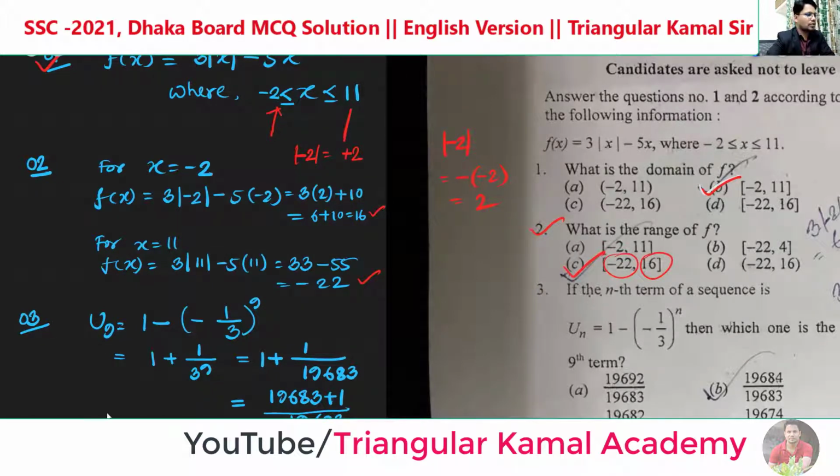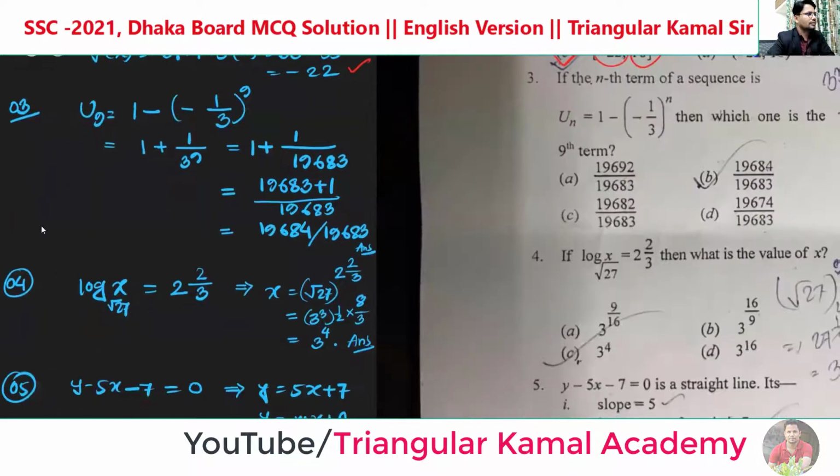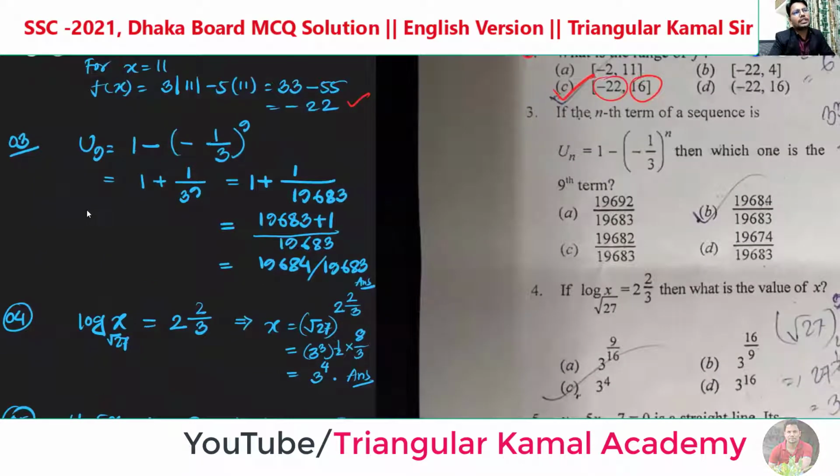Now question number 2 is done. Here the next question. Third question: if the nth term of a sequence is un equals 1 minus (-1/3) whole to the power n, then which one is the ninth term? So a sequence is given here, and from this sequence we have to find the ninth term. Just write u9 in place of n. So just put the value 9 and do the calculation here.